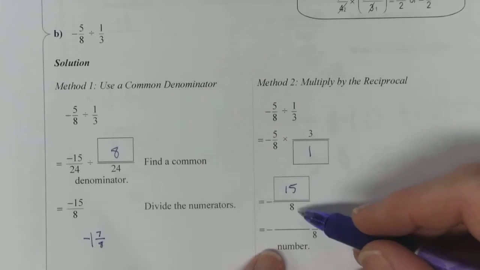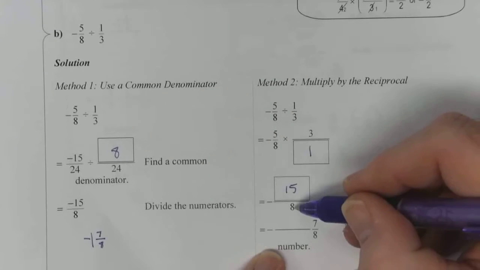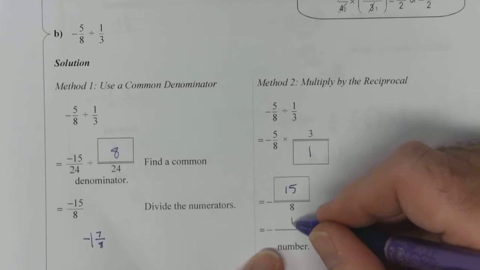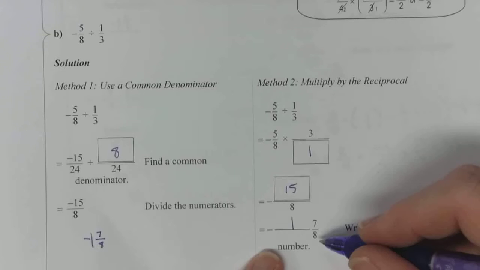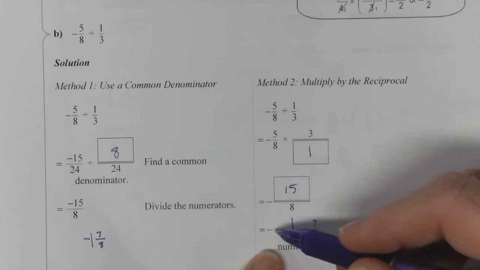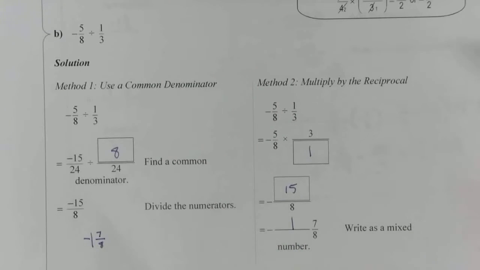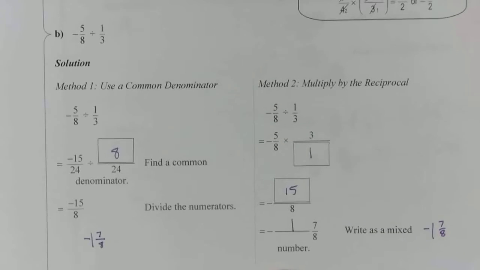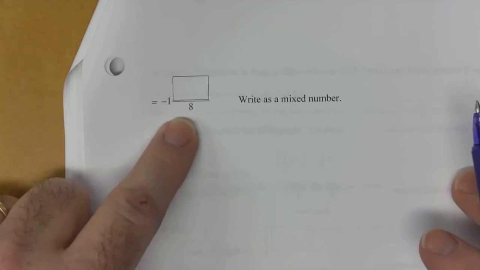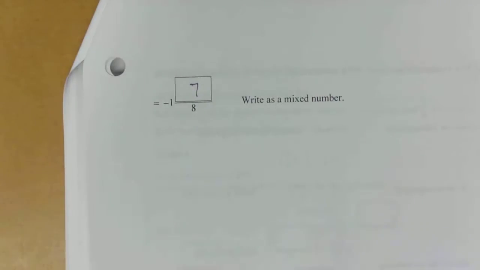So we've got -15/8. 8 goes into 15 once, with 7 remaining, and your 8 is in the denominator. And don't forget this was negative, so it's got a -1 in front. So as a mixed number, it's -1 7/8, which again is the same answer we found over here using the common denominator technique. And here it is again, -1 7/8.